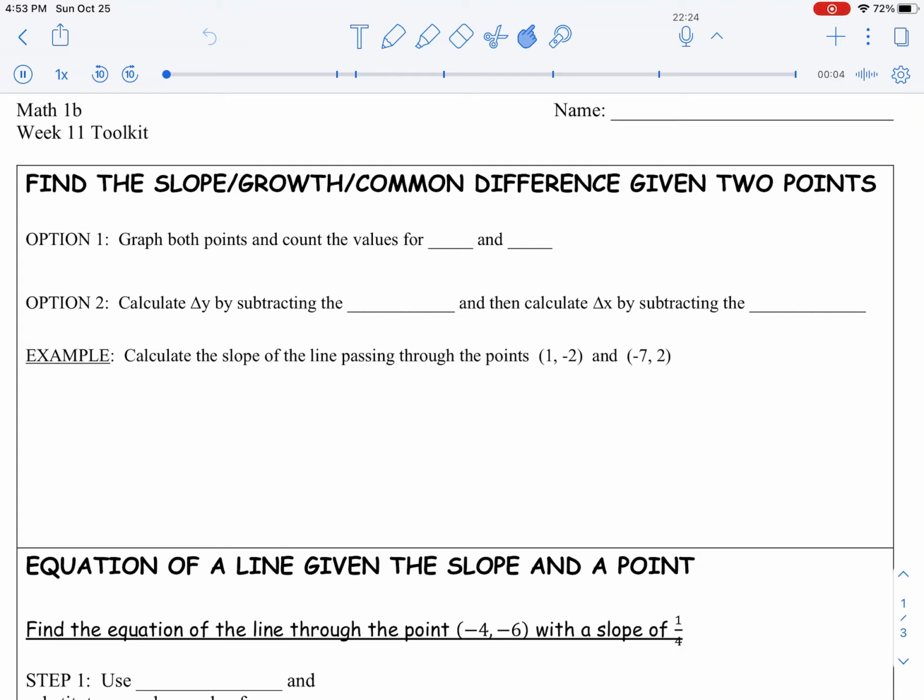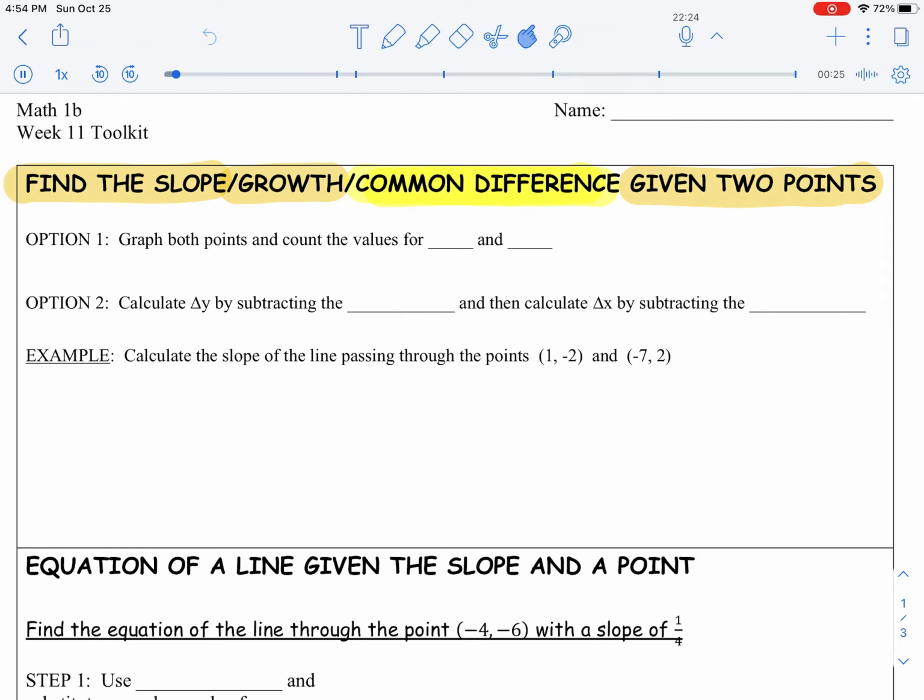This week I want to start with something that's slightly review for us, or it may be from last year. I want to find the slope or growth rate between 2 points. But I'm also finding the common difference between 2 points.